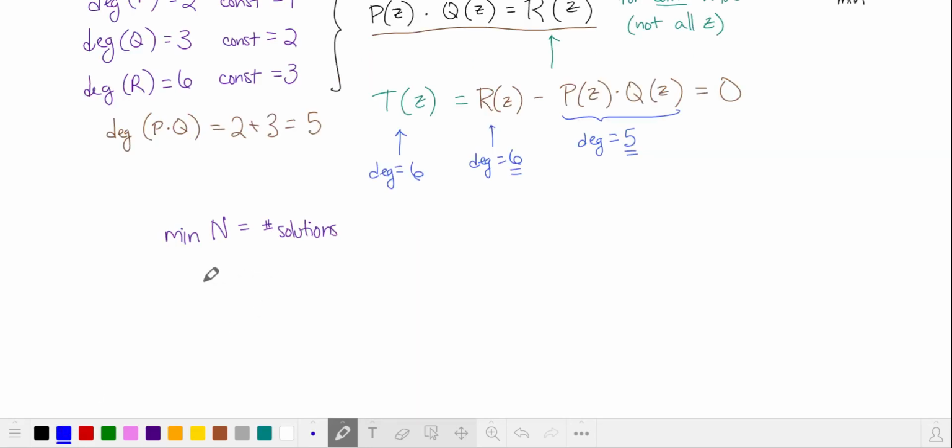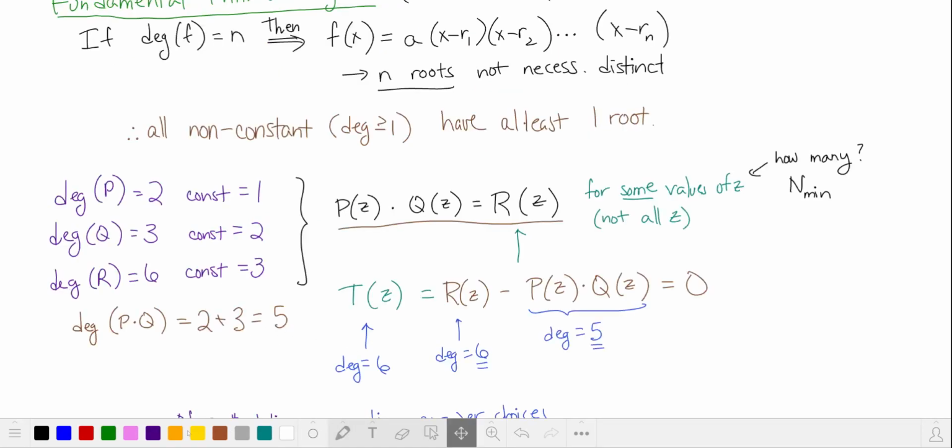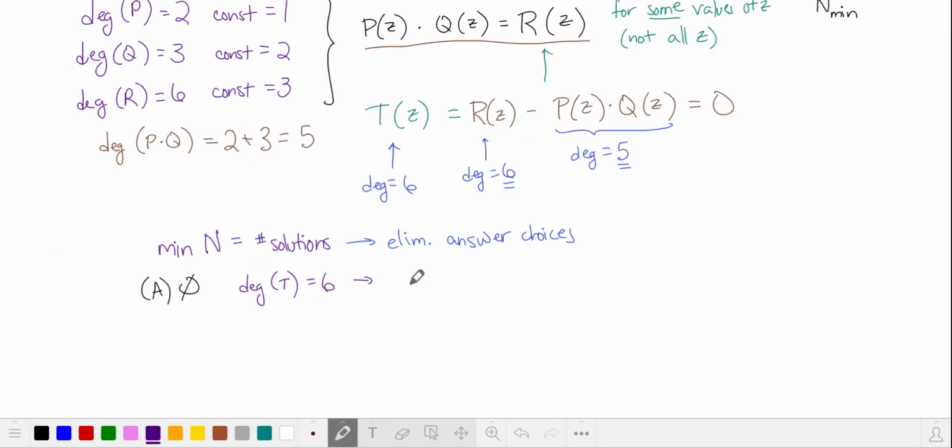On the AMC, when we're asked to minimize a quantity, such as n, the number of possible solutions in this case, a good strategy is to eliminate the answer choices, starting with the smallest one. The smallest answer choice given is A, which is 0. But we saw earlier, by the Fundamental Theorem of Algebra, that all non-constant polynomials will have at least one root. Since the degree of t is 6, we know that 0 roots can't be possible. So we eliminate option A, and we go to option B, which is 1 root.